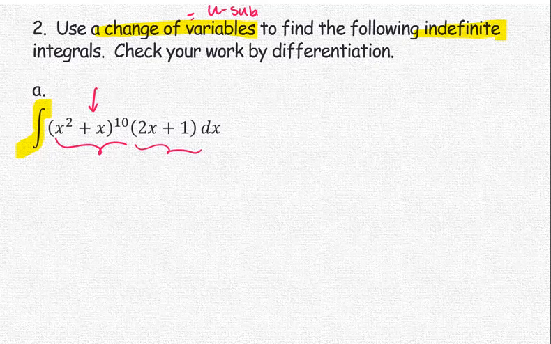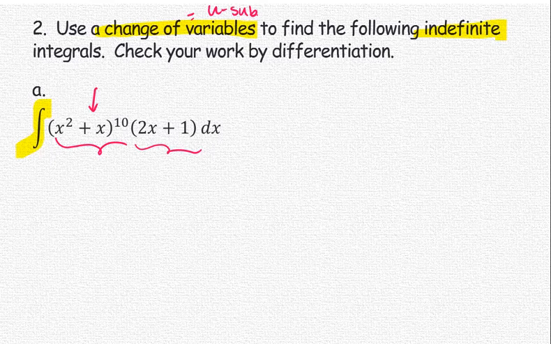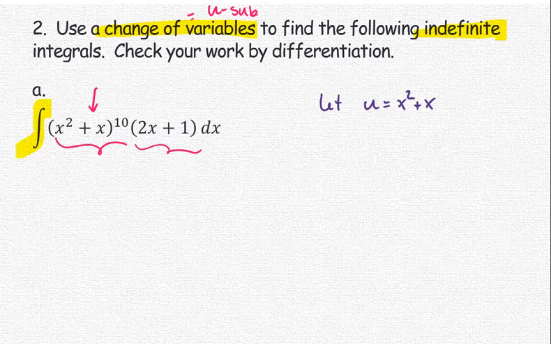The key concept of u-sub is to use u as the inner function of the composite function form. That's why, when you identify the inner and outer, it is very important. So for this one, the inner is x squared plus x. That's what we're going to use as the u variable. So start with letting u be x squared plus x.